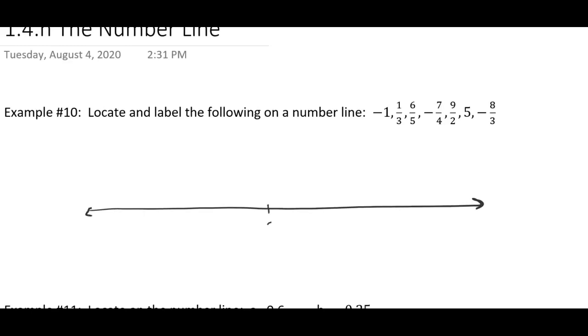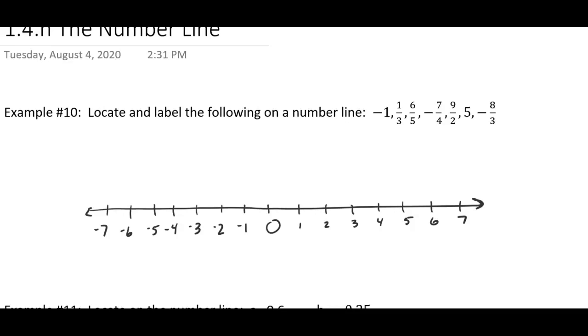I'm going to go ahead and put 0 in the middle, and we'll just count out 1, 2, 3, 4, 5, 6, 7, and 1, 2, 3, 4, 5, 6, 7 in the other direction. I'm going to go ahead and label my number line. So 1, 2, 3, 4, 5, 6, 7, -1, -2, -3, -4, -5, -6, and -7. Okay, now I just kind of eyeball it. You can get more accurate using a ruler.